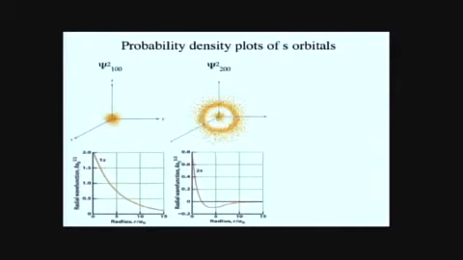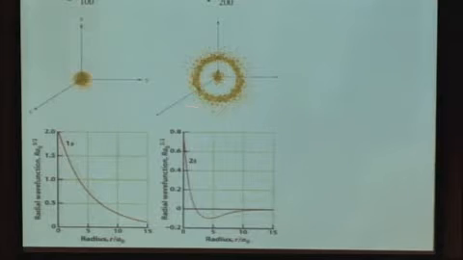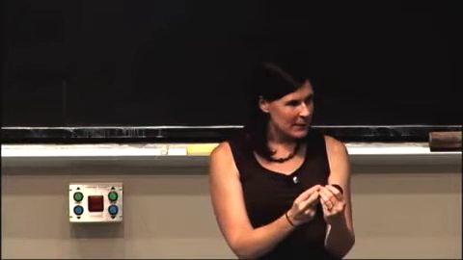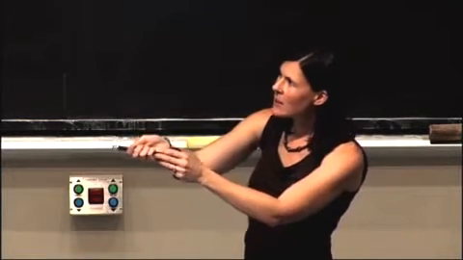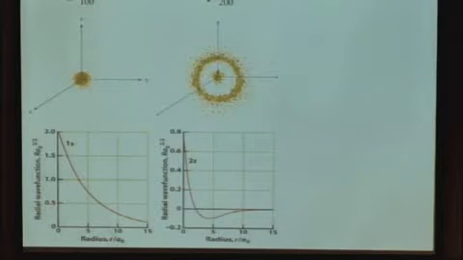So let's look at these probability plots of different s orbitals here. Okay, so up top here we have the probability density plot. And what you can see is what I just said. Very high probability density in the nucleus, decays as you go out. And what is plotted below is the actual wave function. So you can see it starts very high and then decays down.